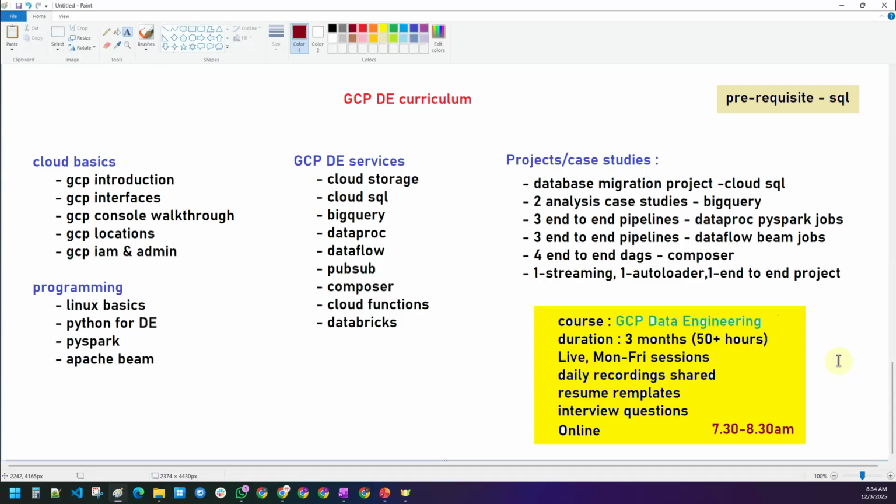Now, the course is GCP Data Engineering. Duration is 3 months. It is going to take 50 plus hours. Live sessions are Monday to Friday. Saturday and Sunday, no sessions; you will have assignments. Daily recordings will be shared with you, so you don't have to worry about it. If you miss any session, you can watch the recording also. I highly suggest you join the live sessions only. Resume templates and interview questions will also be shared. It is an online live course only, guys.